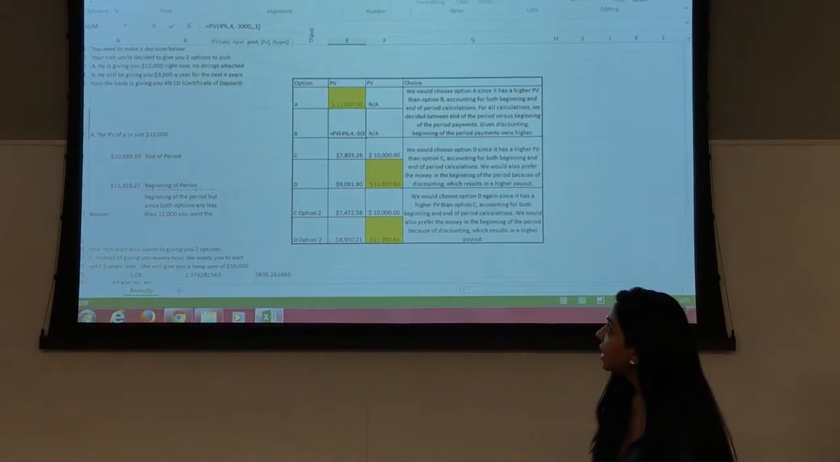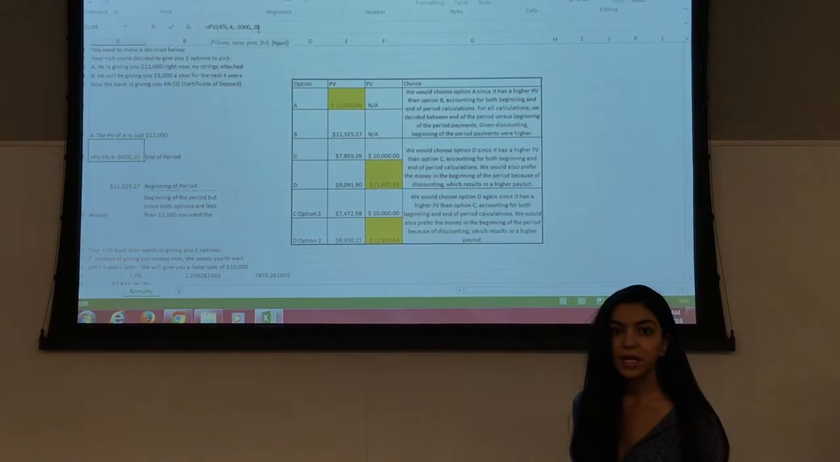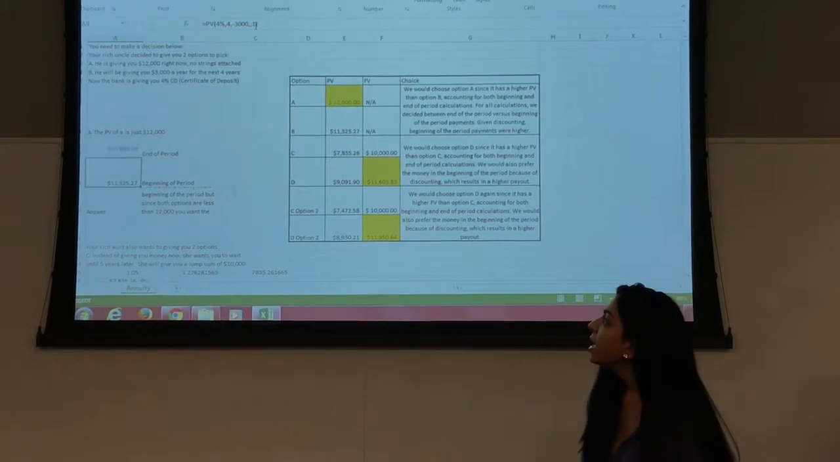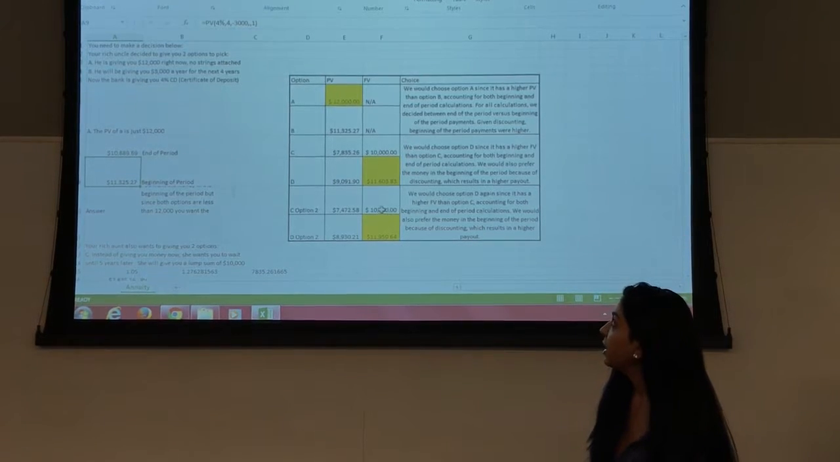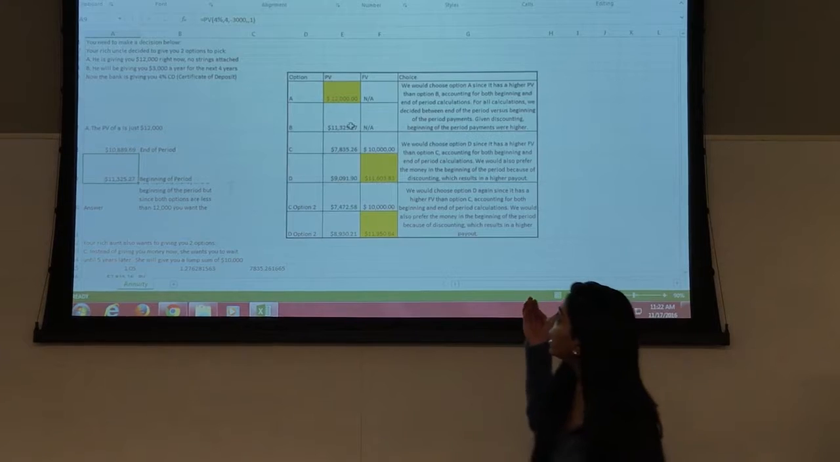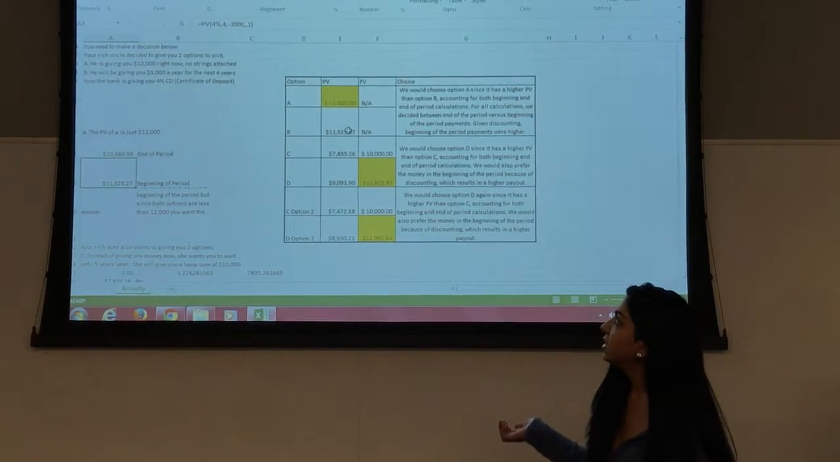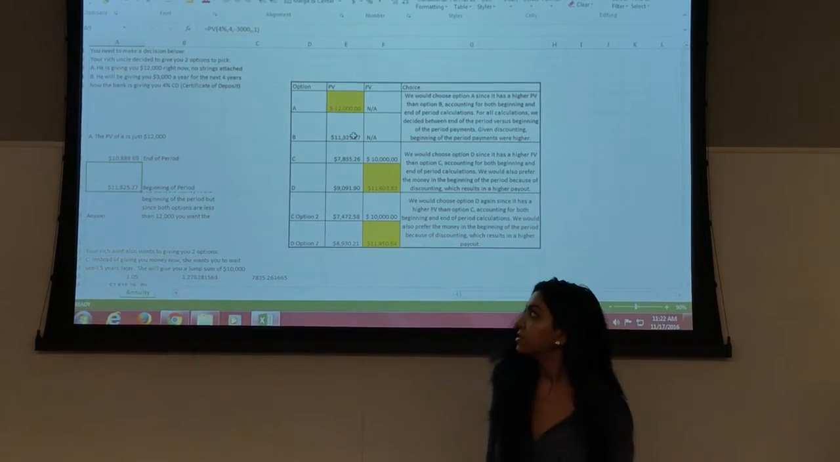We did the same thing for the end of the period, except we changed the last number to 0 because that represents the end of the period. Out of those two numbers, we figured out that 11,325 was higher. So we're comparing that to 12,000, and since 12,000 is higher, we choose the option of getting $12,000 now.